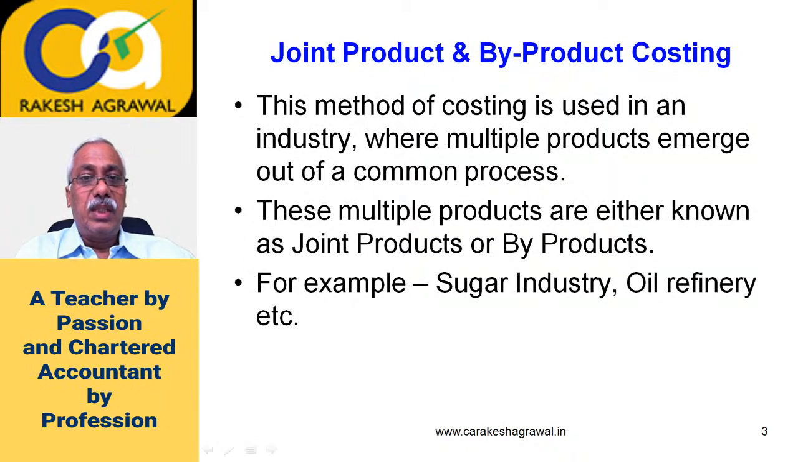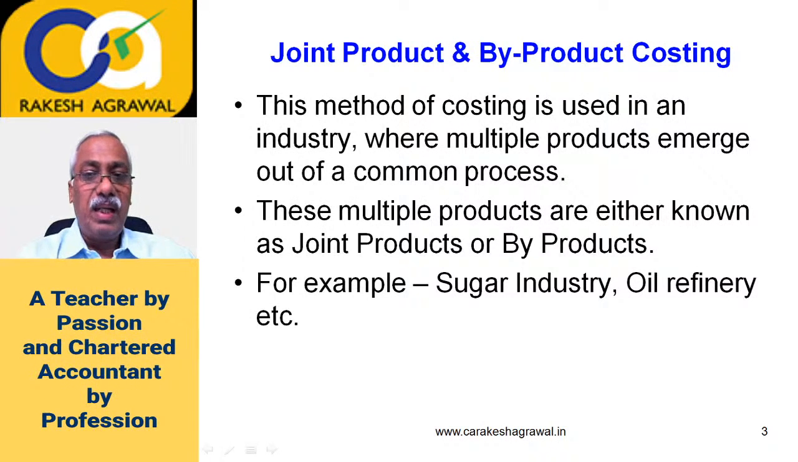Similarly, in the second process, that is boiling and cleaning process of sugar, where the sugarcane juice is boiled and cleaned with the help of chemicals. In this process also we get the cleaned juice which goes further for manufacture of sugar, and the impurities which are removed in this process is known as molasses. It's a product, and this molasses is sold to distilleries, and through distillation process in distilleries you can convert it into alcohol and various alcohol based products. So these multiple products are emerging from a common process. These products are either known as joint products or byproducts.